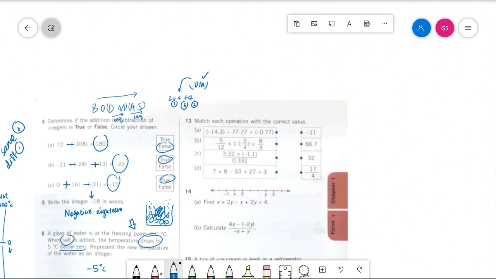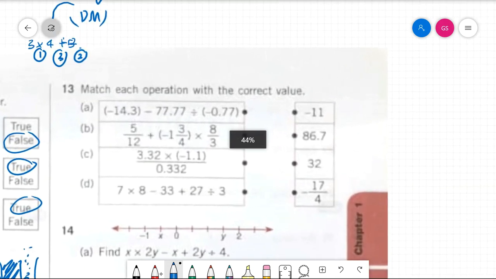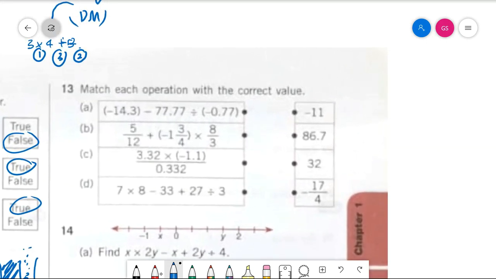Now, let's go to question number 4.13. Okay, match each operation with the correct value. This one, nothing much to do. Calculator job, punch everything in the calculator. Okay, let's do negative 40.3. Let's find if there's any way they catch you. Not many ways. This one is very simple. If you punch your calculator, you will get a very nice 86.7.